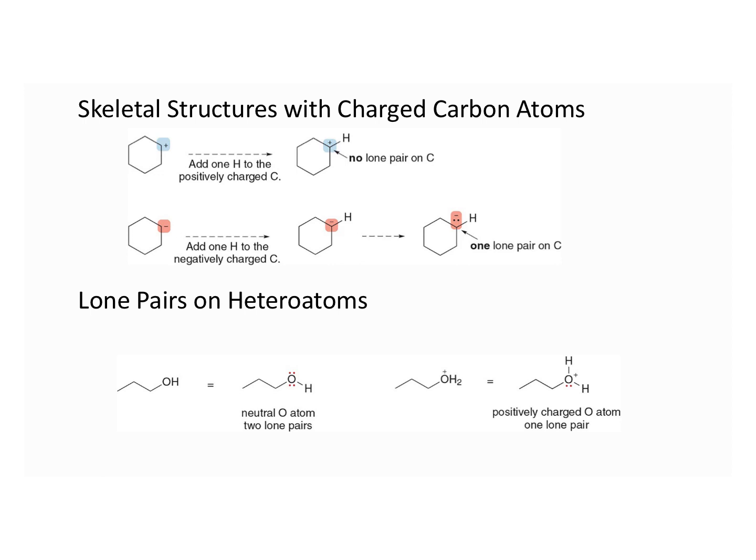The other thing that skeletal structures don't show are lone pairs on heteroatoms. They're still there, but you need to realize they're there and put them in if you need to use them. Same thing here. We see the OH2. It's got one lone pair and a positive charge.